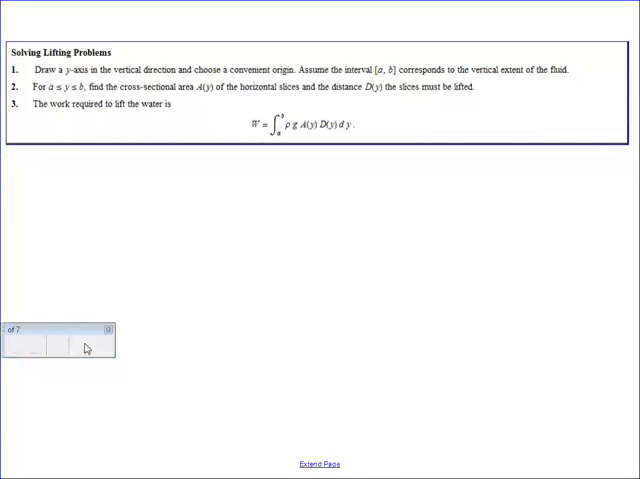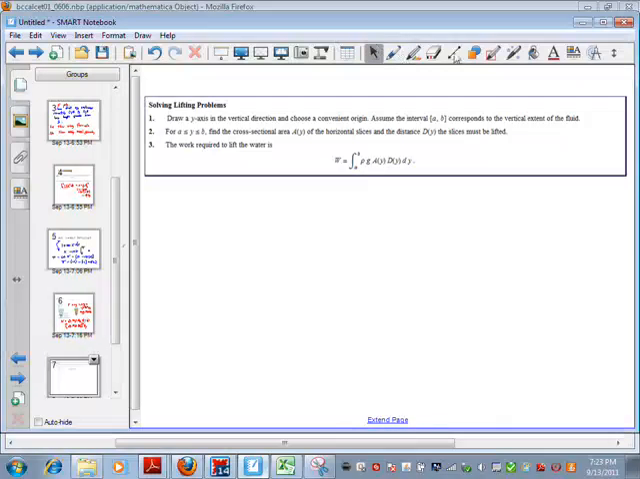Okay, and again, I'll reiterate that rho is density and g is gravity. I'm sorry, I'm breaking this down too much.